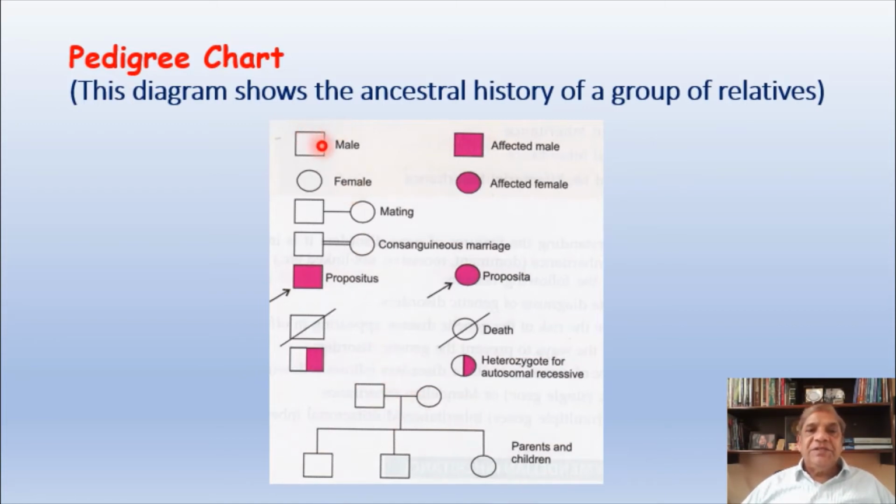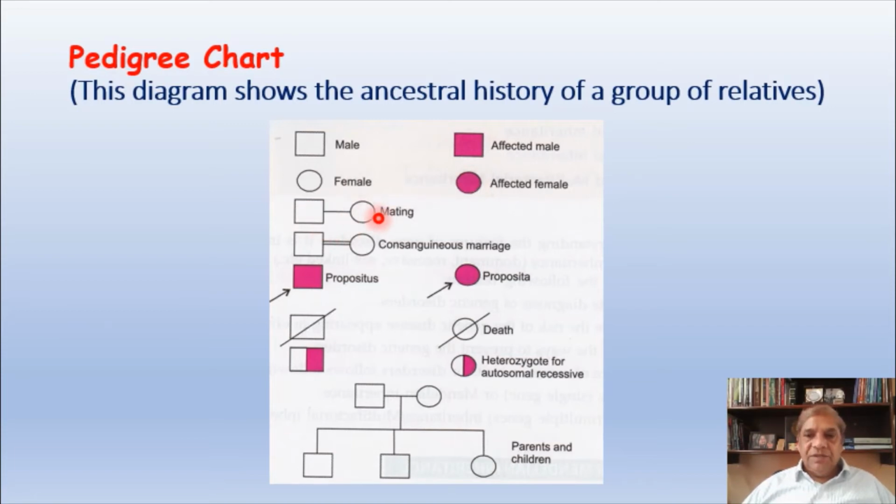Here the pedigree chart uses some symbols, so let us see. A male is always represented by a square, and if he is healthy, not suffering from the genetic disease you are investigating, then it is an empty square. A healthy male is empty, while a male affected by that disease is solid. You may use any color, I have used this color, even black. If you are drawing with a pencil, fill that square with the black pencil. Then the female is a circle. A healthy female is always represented as a circle, and an affected female by a solid circle.